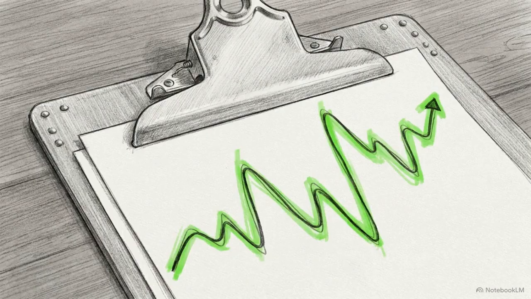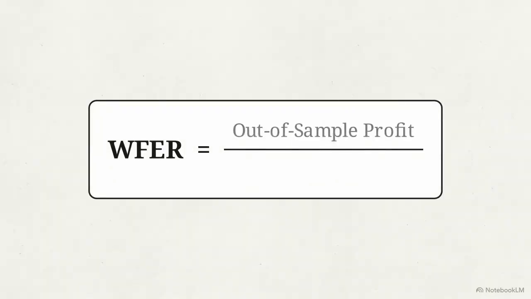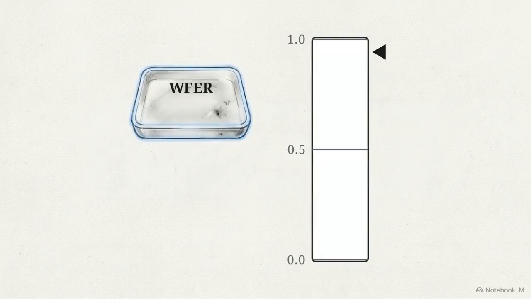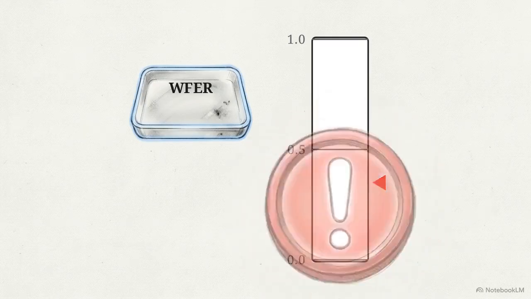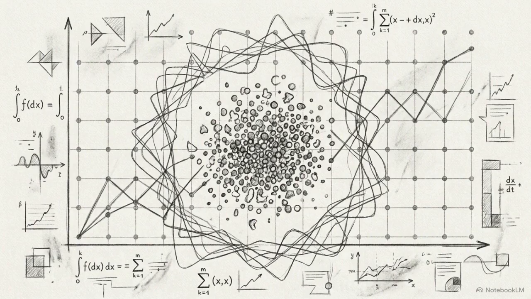Once the pipeline produces an equity curve, we need a quantitative way to determine if the strategy passed. The primary metric for this is the walk-forward efficiency ratio, or WEFR. WEFR is the ratio of your out-of-sample profit to your in-sample profit. If the WEFR drops below 0.5, it means the strategy lost more than half its effectiveness when moving to new data. We consider any value below this threshold as a signal of overfitting. A low ratio confirms that the parameters were fitted to specific historical quirks rather than a persistent market edge.